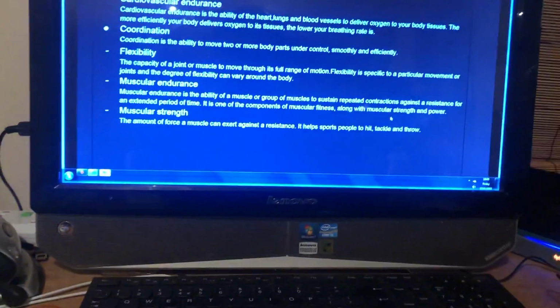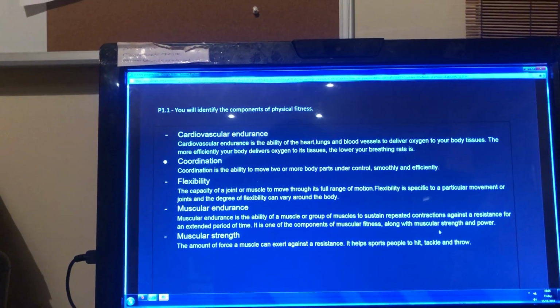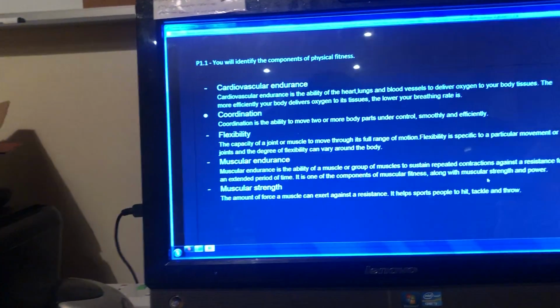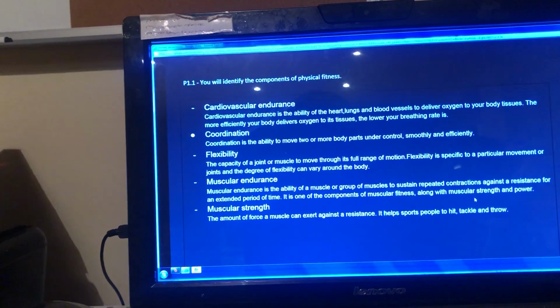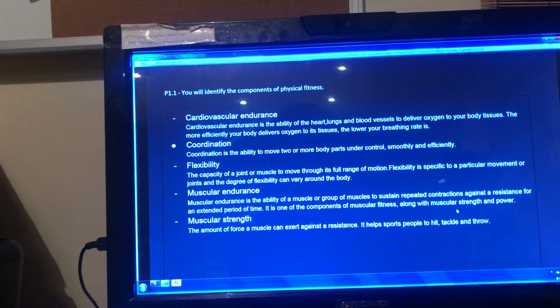Cardiovascular endurance. Cardiovascular endurance is the ability of the heart, lungs, and blood vessels to deliver oxygen to your body tissues. The more efficiently your body delivers oxygen to its tissues, the lower your breathing rate is.